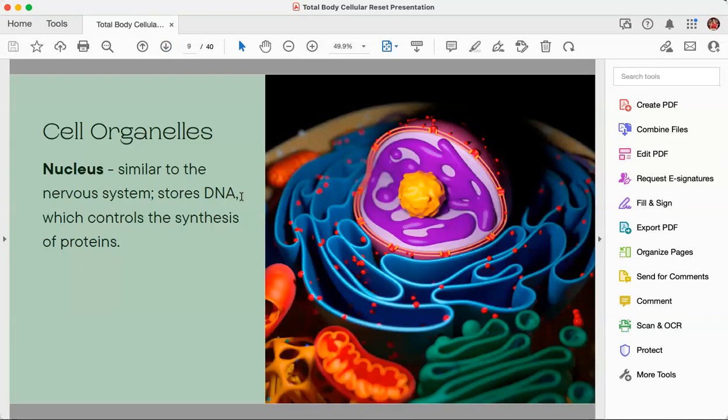So the first cell organelle is the nucleus, and this is similar to the nervous system. It stores DNA, which controls the synthesis of proteins. It also helps the cell when it's dividing. And the main thing is that most of our body is made up of proteins. So if something happens to the cell nucleus and the DNA within the cell, then the proteins won't fold correctly, and it can cause really disastrous things to happen, like cancer, or the cell undergoing apoptosis, I think, where the cell will destroy itself because it's not built correctly.